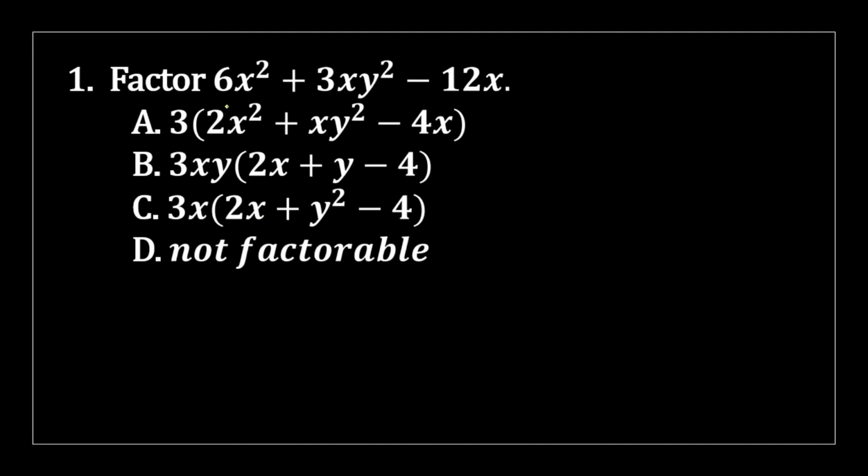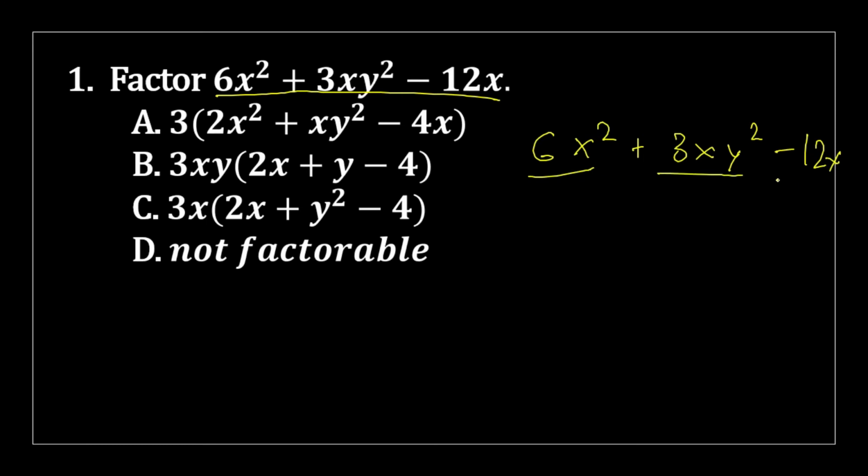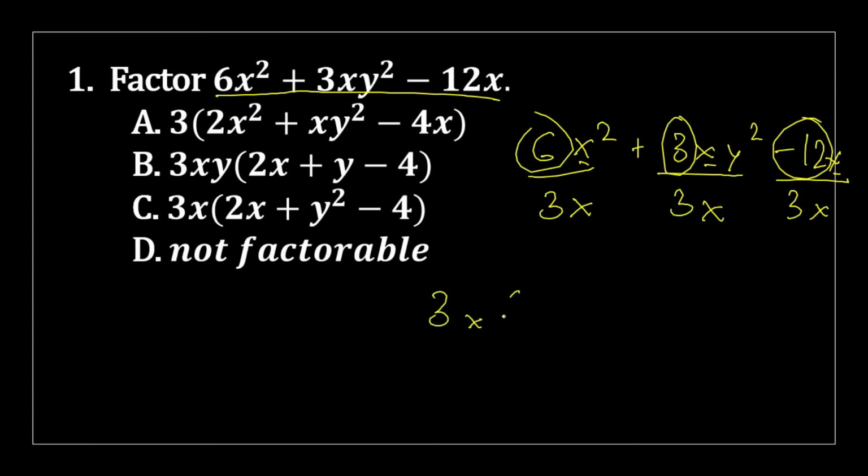Factor this expression. In factoring a polynomial expression, the first thing you need to do is write the polynomial expression. The very first thing you will do is see if there is a common monomial factor between the terms. In this case, all of the numbers are divisible by 3, so let's have 3. And all of the terms are also divisible by x because all of them have x in their terms. So 3x. Now we know that 3x is one of the factors.